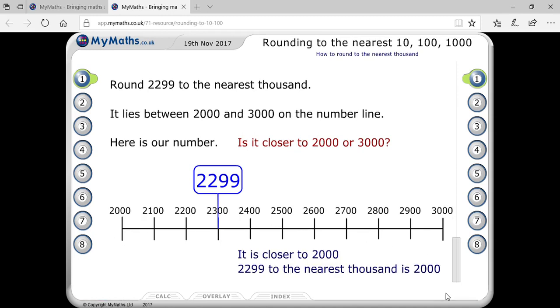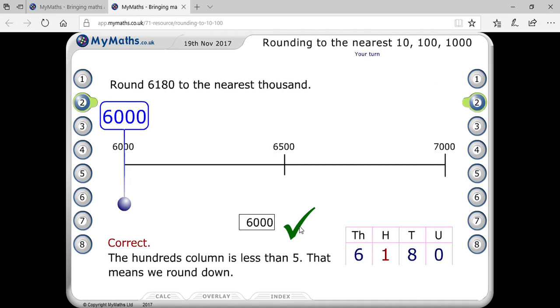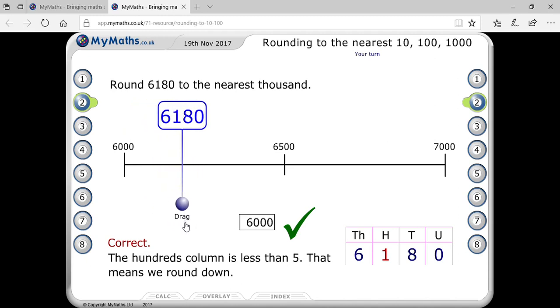Again, they are saying round 6180 to the nearest 1000. So how much will it be? It should be close to 6000. So our answer will be 6000. You can see that if you mark 6180, it will be approximately here. You can see clearly that it is close to 6000. That's why our answer will be 6000.